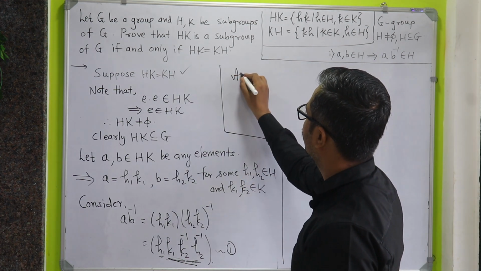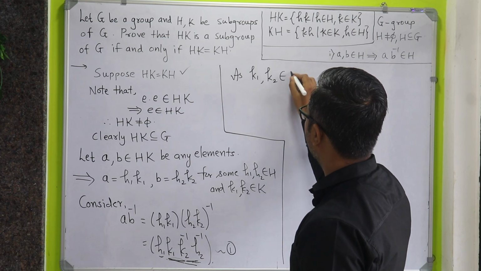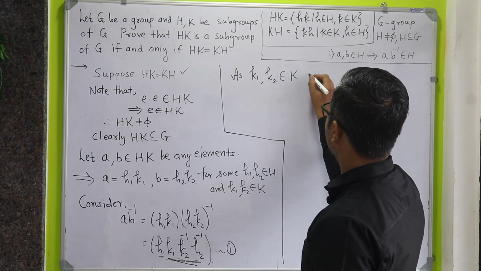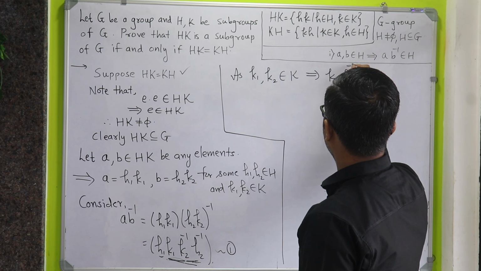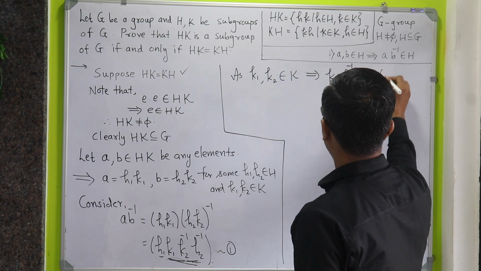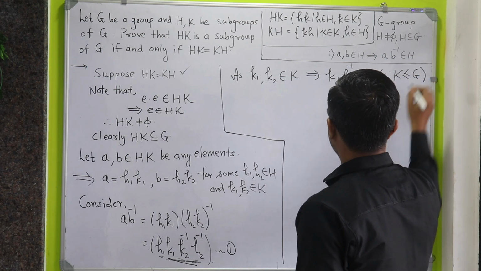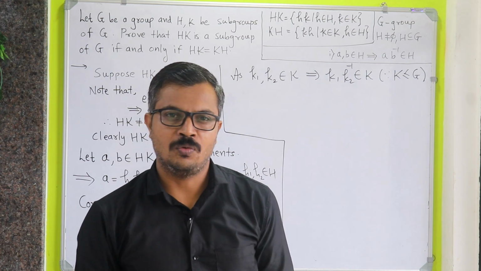So as K1 and K2 both are members of K, that is what we have written here. So this will definitely imply that this K1 K2 inverse is a member of K. Okay, this follows from what? Since K is a subgroup of G and we have used the one-step test.